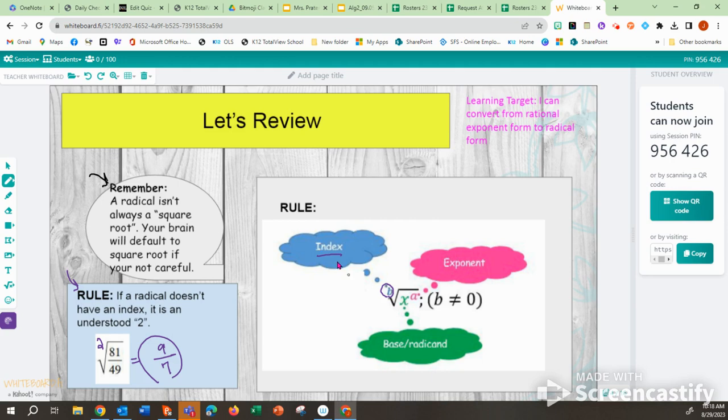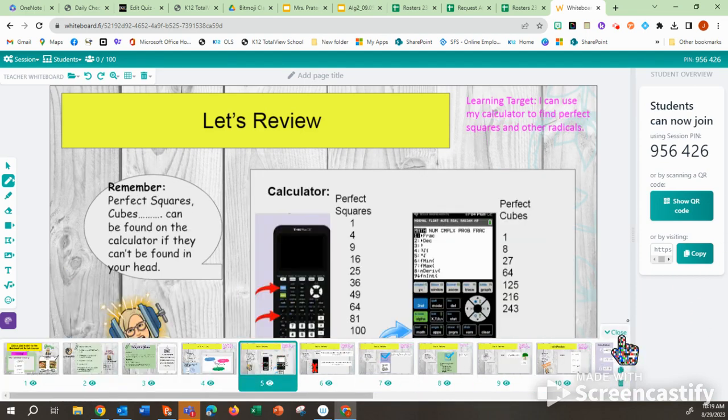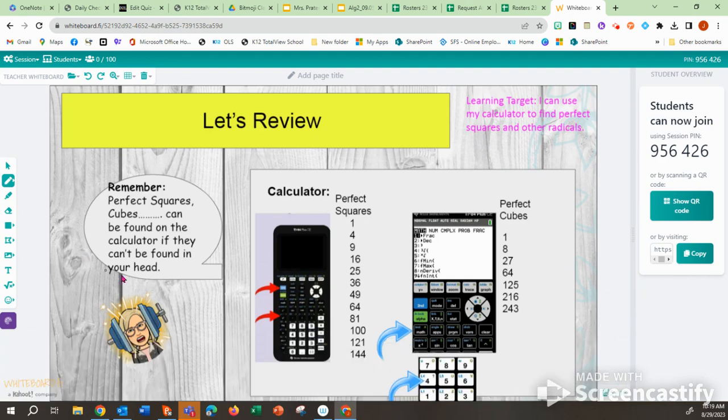If there is an index greater than 2, it will be written in the index spot, and then we have the radical symbol, and whatever is underneath is considered the radicand. Sometimes it's a variable, so it will have a base and an exponent. So I'm going to click through. I have several little reminder rules, and then I have some examples to talk about. Perfect squares and perfect cubes can be found using your calculator if you need to.